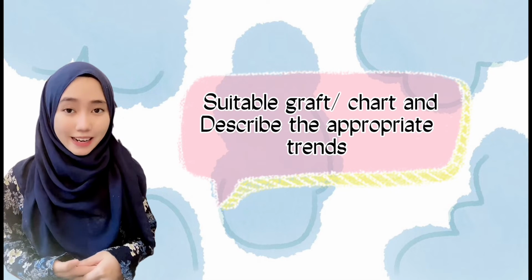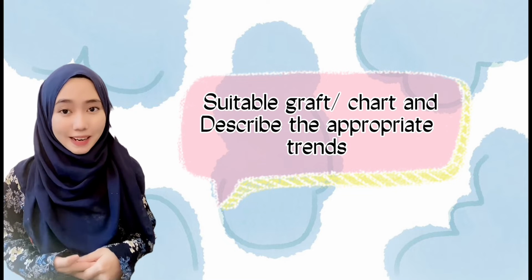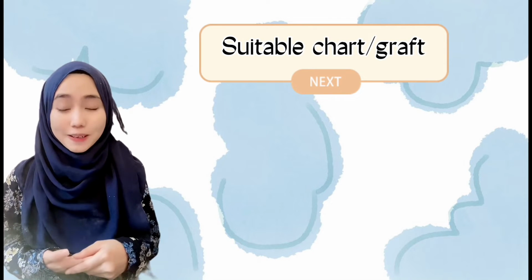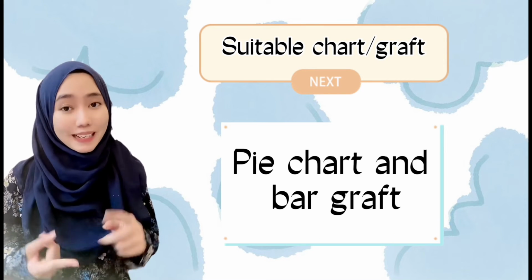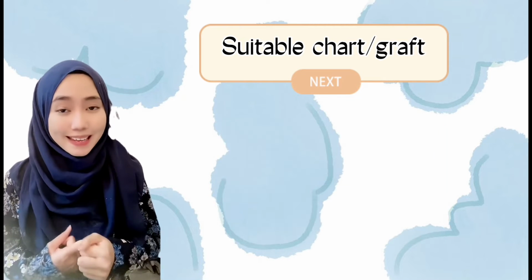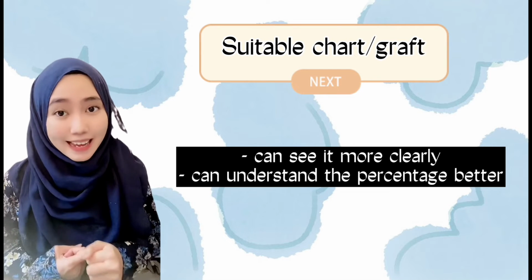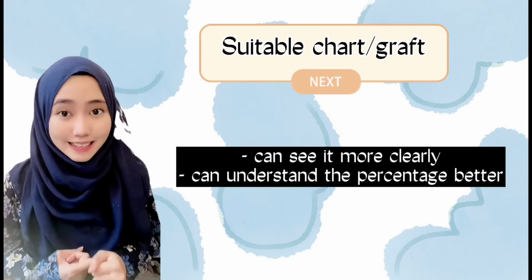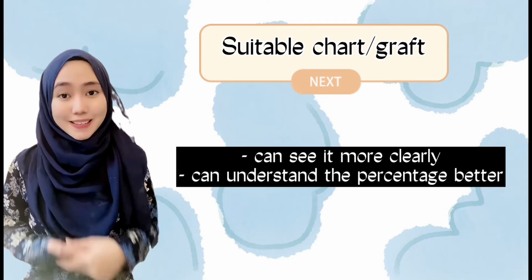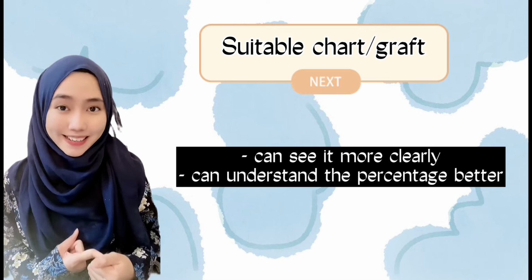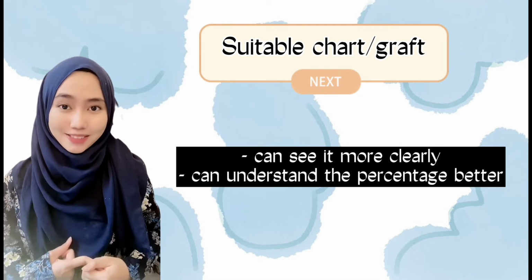I will be presenting about the suitable graphs and charts, and also describe the appropriate trends. The suitable graphs and charts that we can use in our mini project are the pie chart and bar graph, because we can see them clearly and understand the percentages better. So our group chose the pie chart and the bar graph for our mini project.